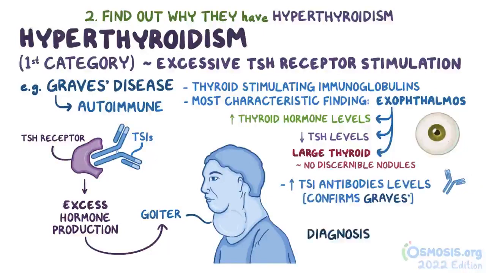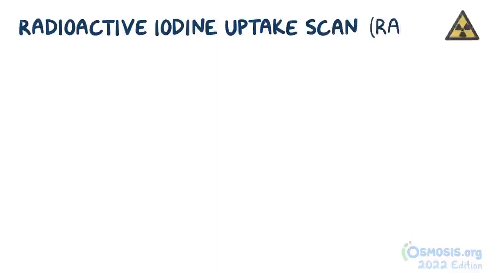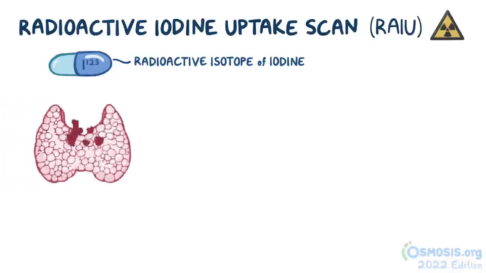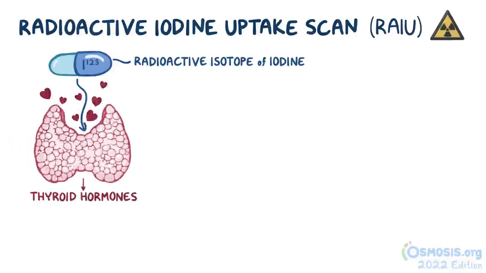Finally, if the diagnosis of Graves is unclear, or if there seems to be another cause of hyperthyroidism, the next step is getting a radioactive iodine uptake scan, or RAIU for short. In an RAIU scan, a person is given either a capsule or a liquid that contains the radioactive isotope of iodine, typically iodine-123. Functional thyroid tissue loves iodine and gobbles it up to make thyroid hormones. So, to see how much thyroid tissue is actively making hormones, we perform a scintigraphic scan.